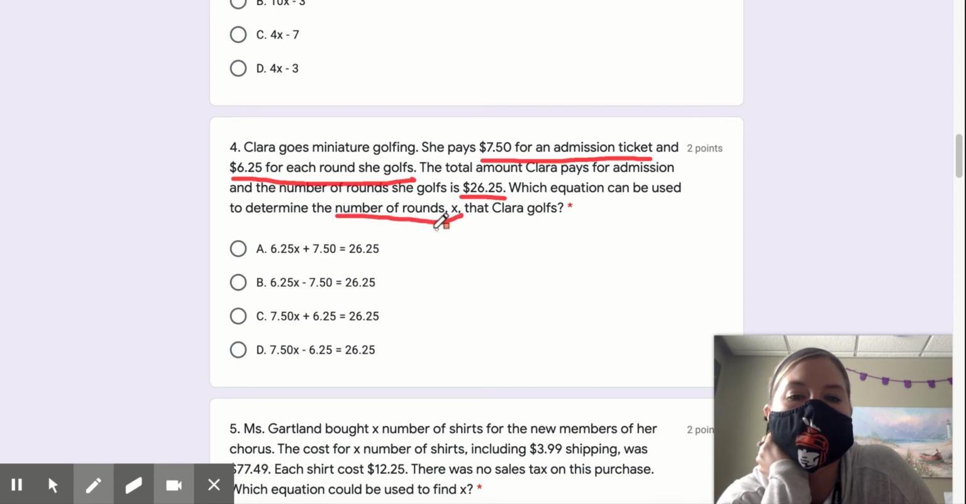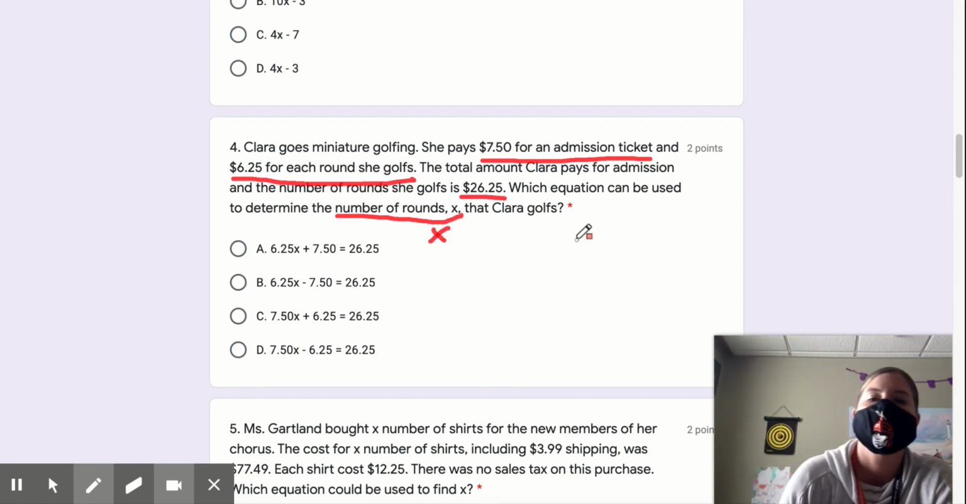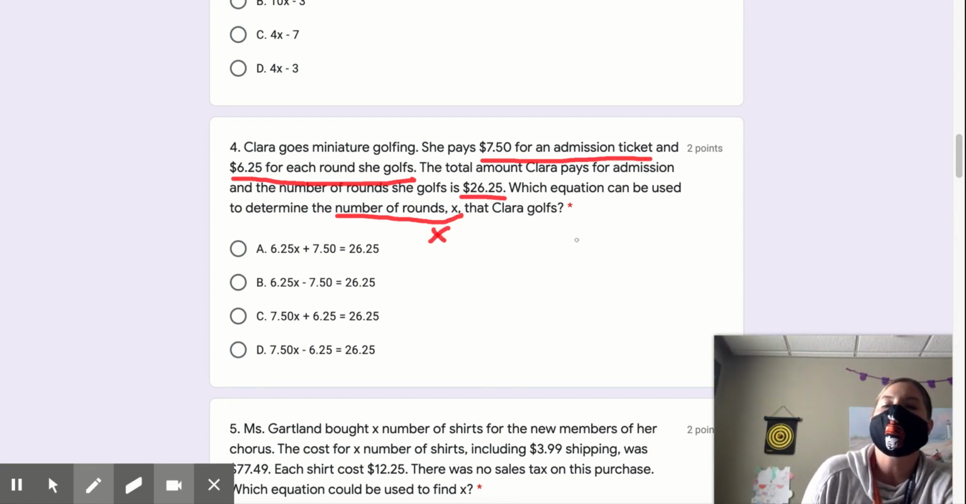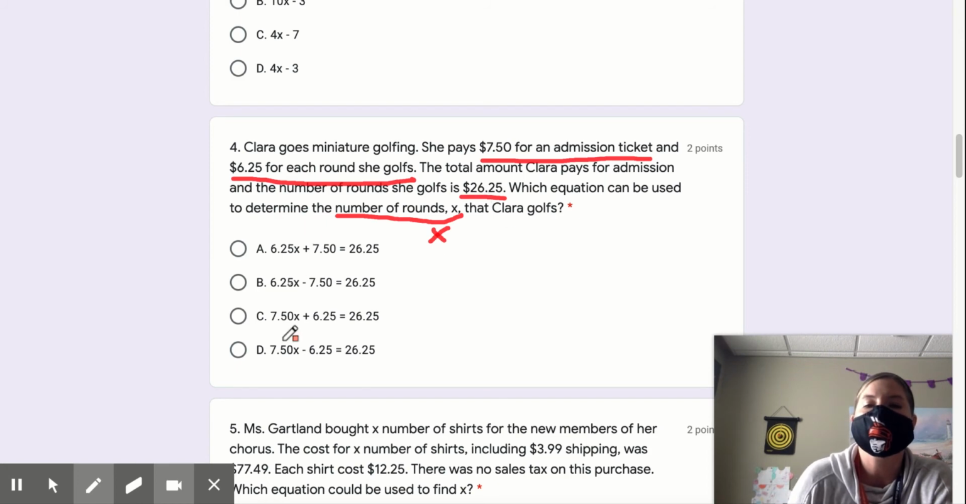So the number of rounds is X that Clara golfs. So you have to figure out which one of these makes the most sense. Hint, hint, figure out what number does X go with? It says X is the number of rounds of golf.